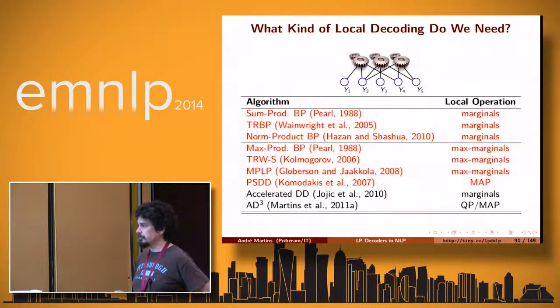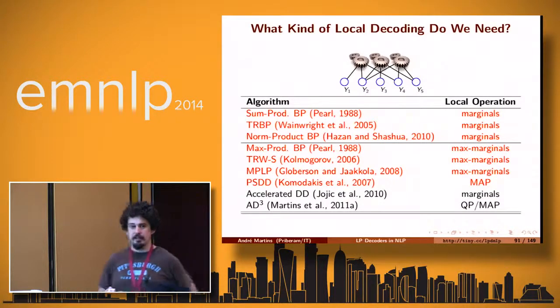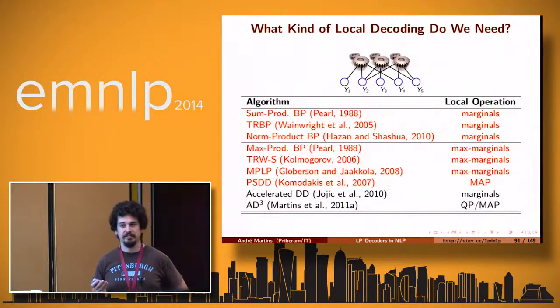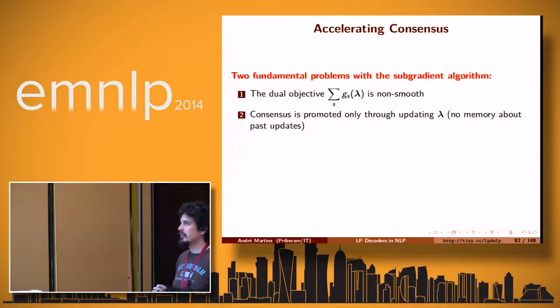All right, so this fills another line in this table. This is a projected subgradient dual decomposition algorithm, and the local operation is computing the MAP. Is there any question about dual decomposition? All right, so let's proceed.